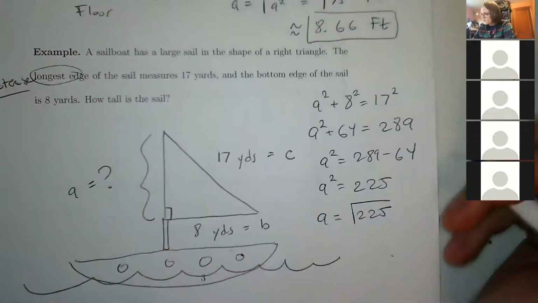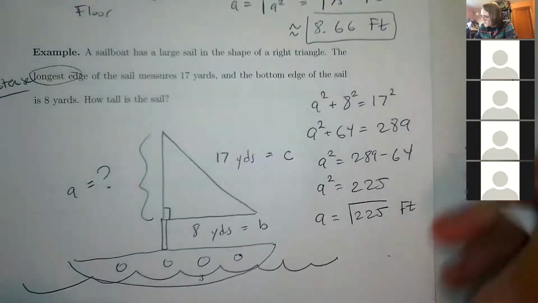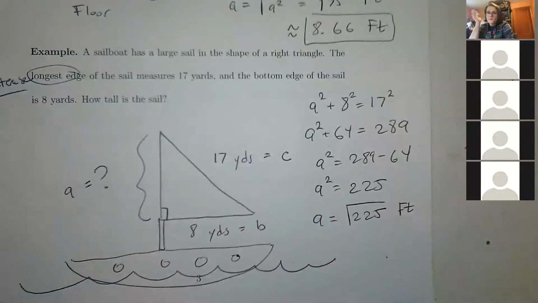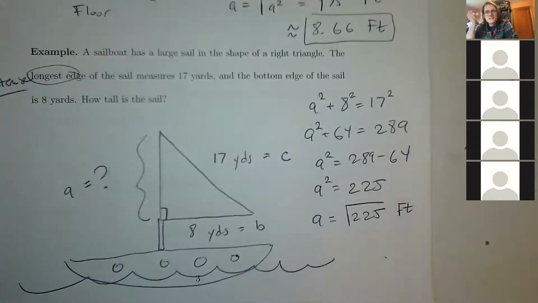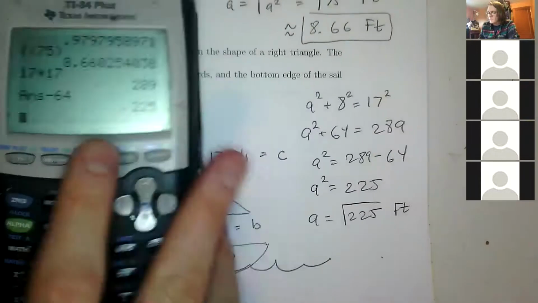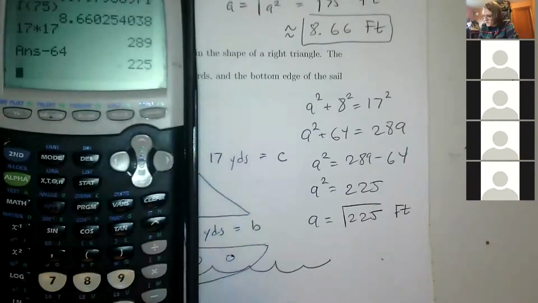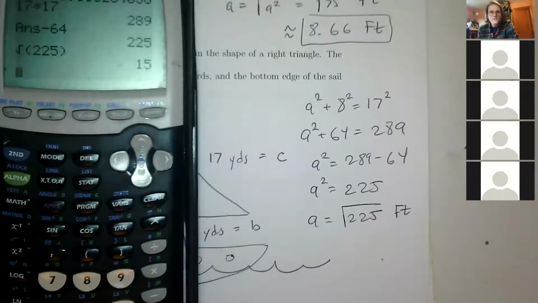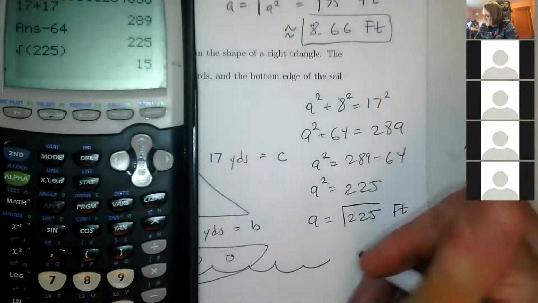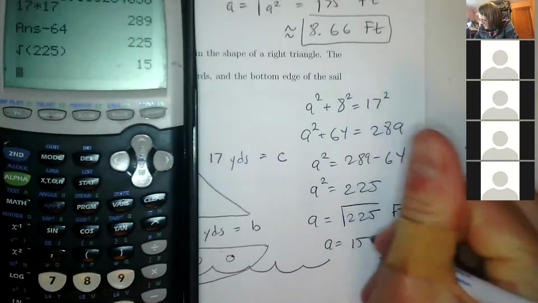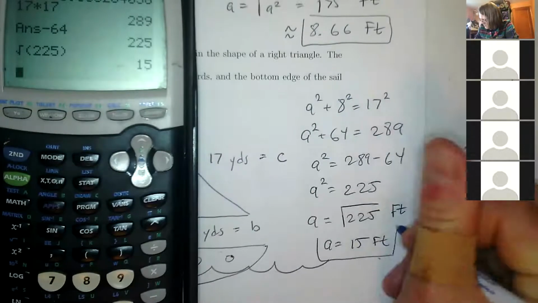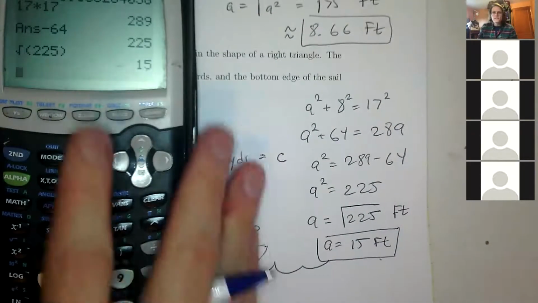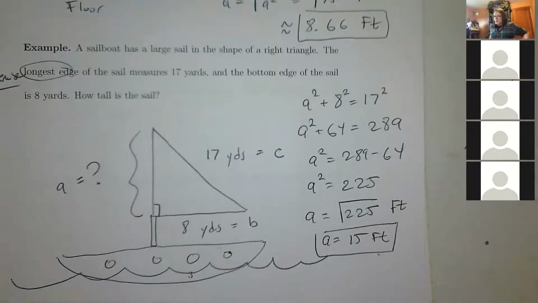Right? And as I said in the previous problem, you could leave it right there. So the square root of 225 is an exact answer. But you could also get an approximation. So the square root of 225 is 15. So that's a really nice one. So A equals 15 feet. It's exactly 15.